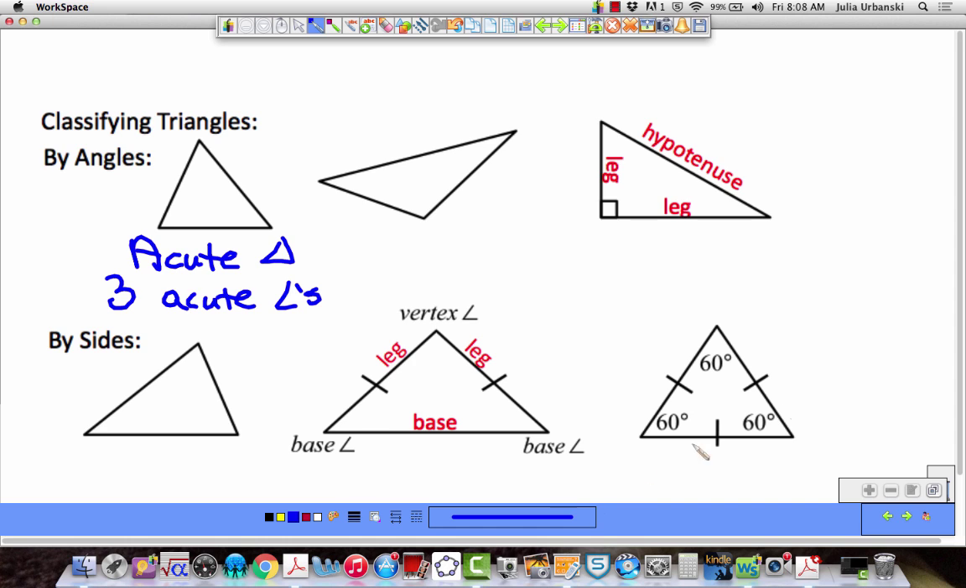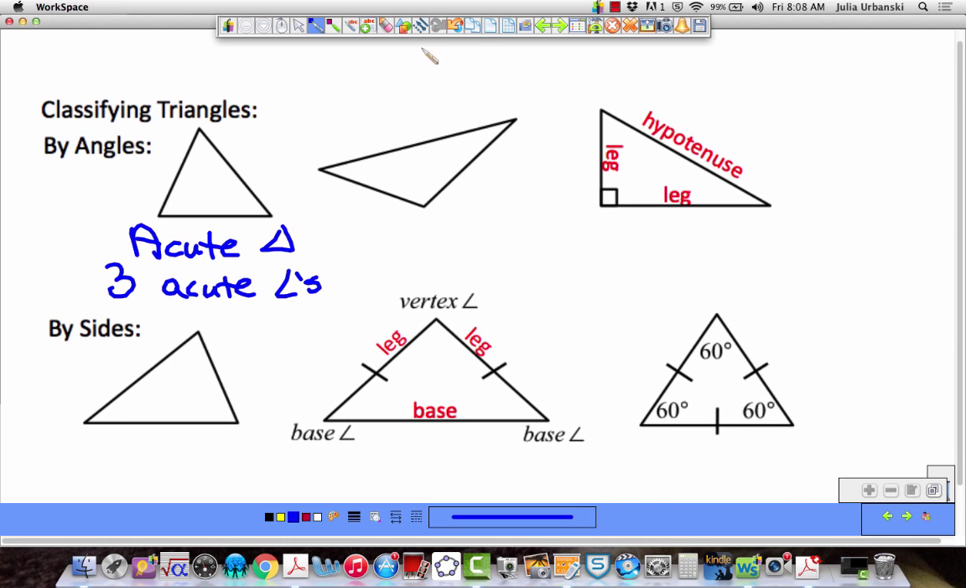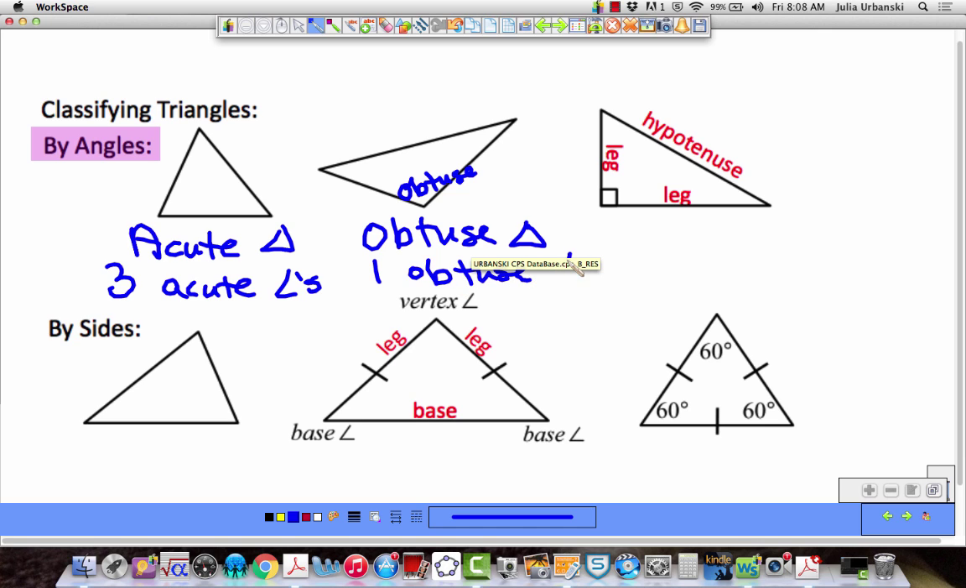Some of you, I heard words for some of these other ones too. Awesome. Yeah, that's not going to be for angles though. That's going to be one name that we're going to use for sides. So this one is when we're looking at the types of angles. What do you notice right here? It's an obtuse angle. It's bigger than 90 right here. So if you have one obtuse angle, then it's an obtuse triangle. Exactly one obtuse angle. You can't have more than one.